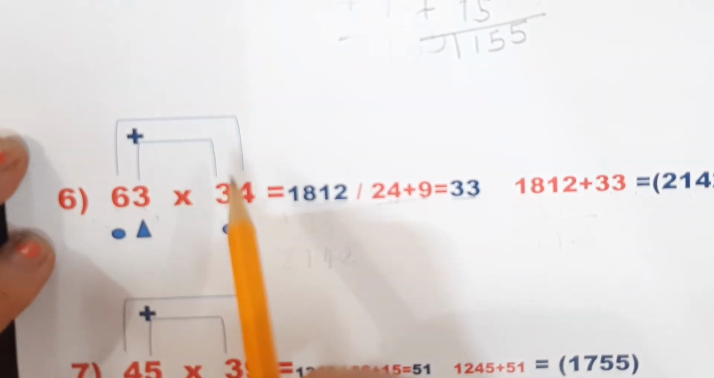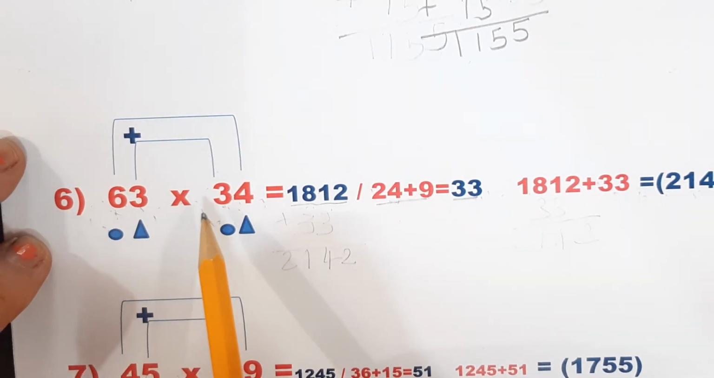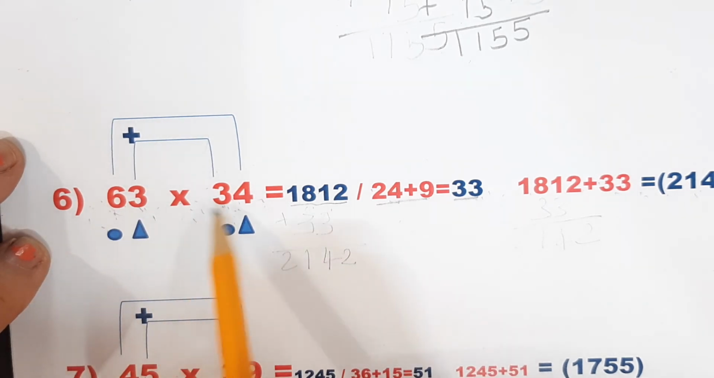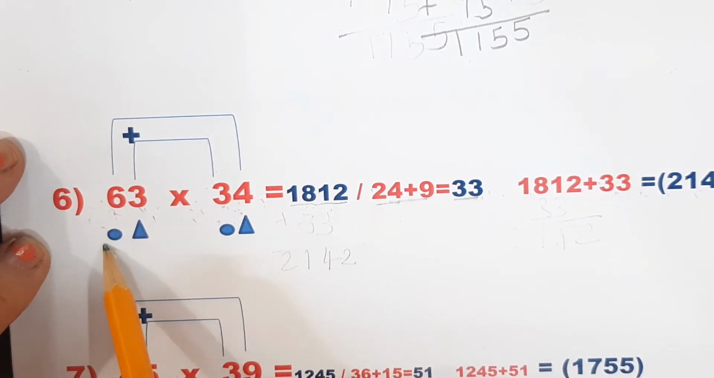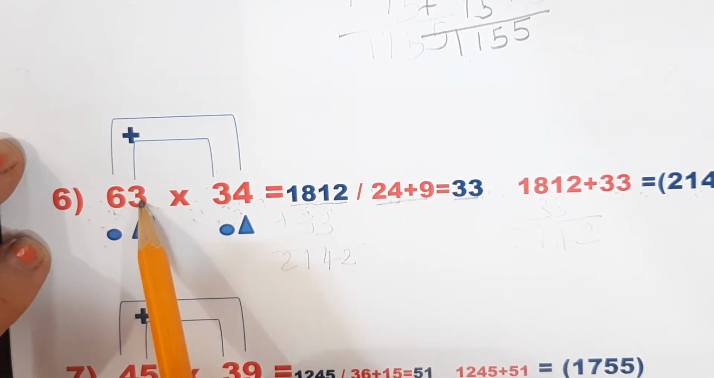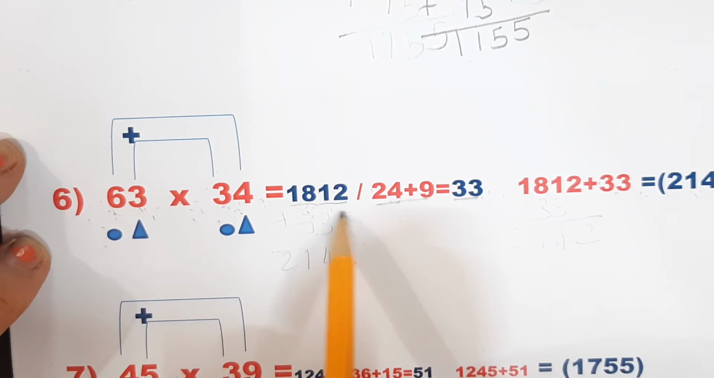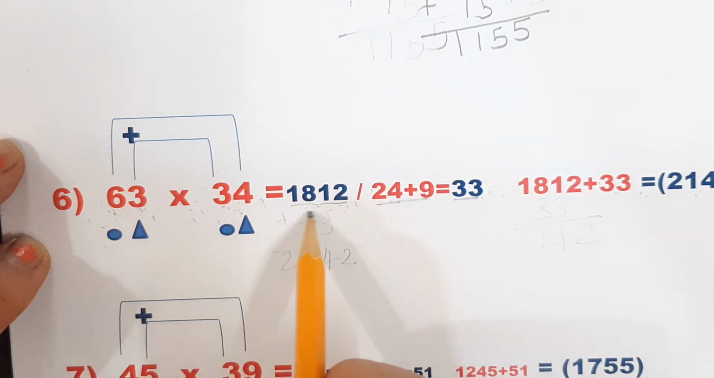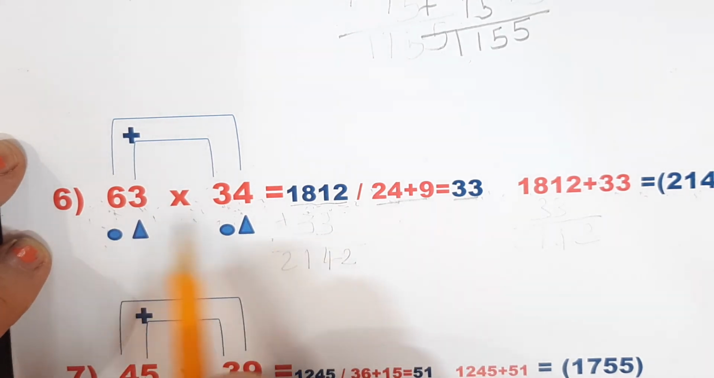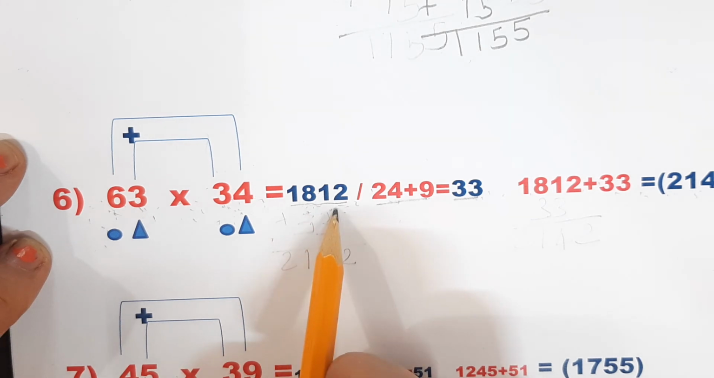Second example is 63 multiplied by 34. Sign system: 6 multiplied by 3 is 18 and 3 multiplied by 4 is 12. 1812. That is the answer of the sign system. According to the sign given, you have got this answer.